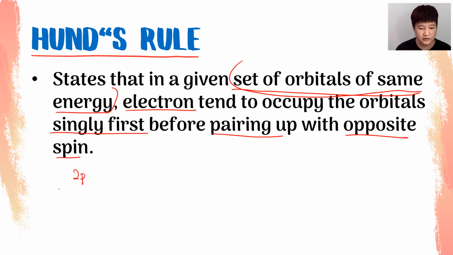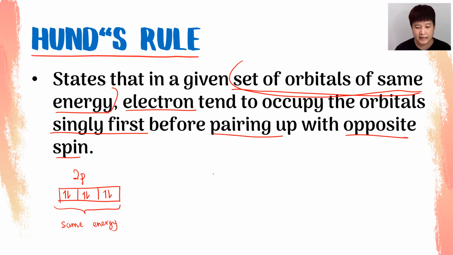In 2p, we know that we have 3 orbitals. All these orbitals have the same energy. So when they have the same energy, when you fill in electrons, you must fill in singly first to every orbital before they pair up. It means you must fill 1 electron into every box first. When every box has 1 electron already, then only you can pair up with the opposite spin.